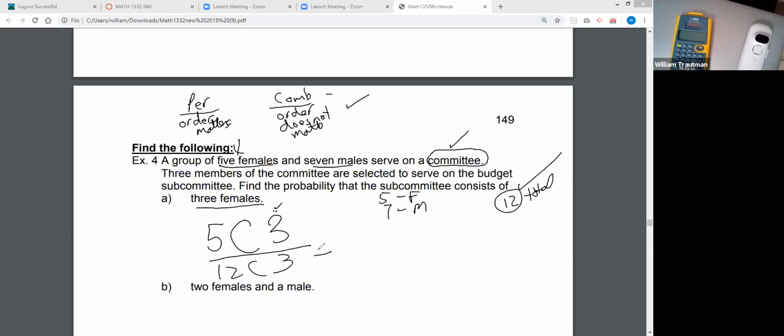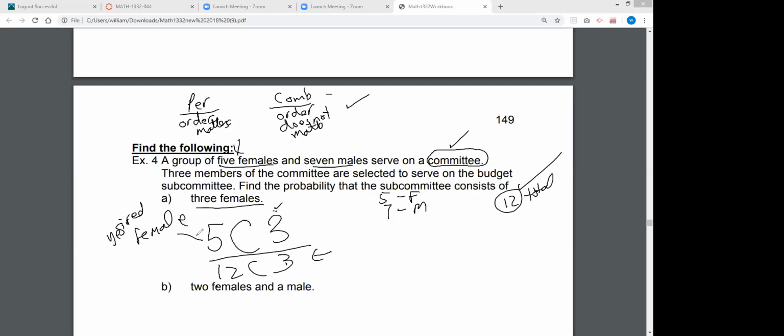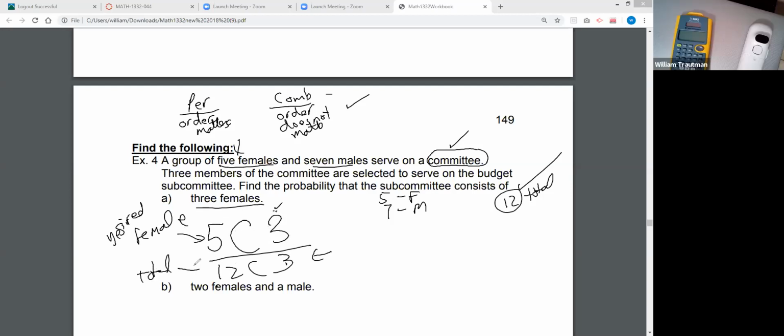Remember, this is the total possibilities: picking three people from 12, but just the desired, just the females. The desired is the females. There's three out of five females. This is the total, three out of the total people. Remember, the bottom is the total and the top is the desired. So we're going to put this in our calculator.